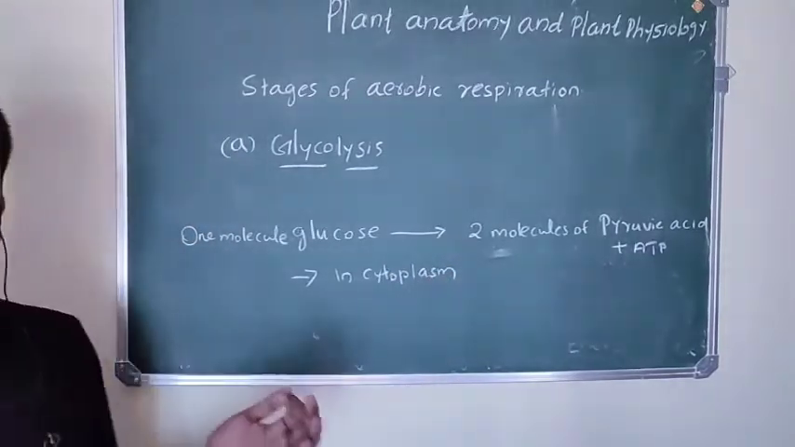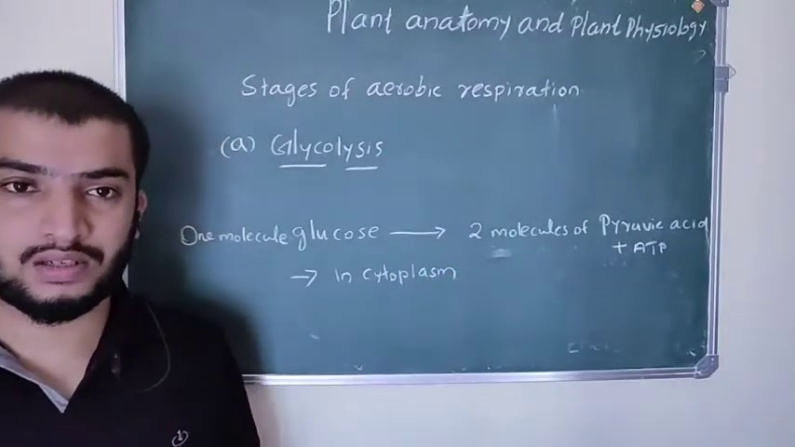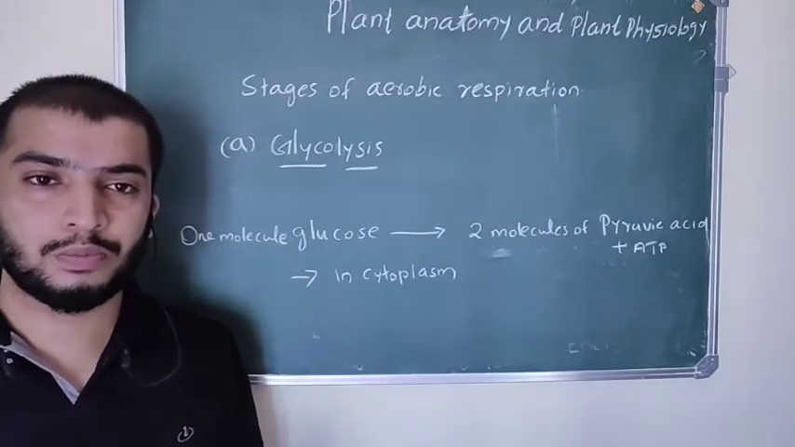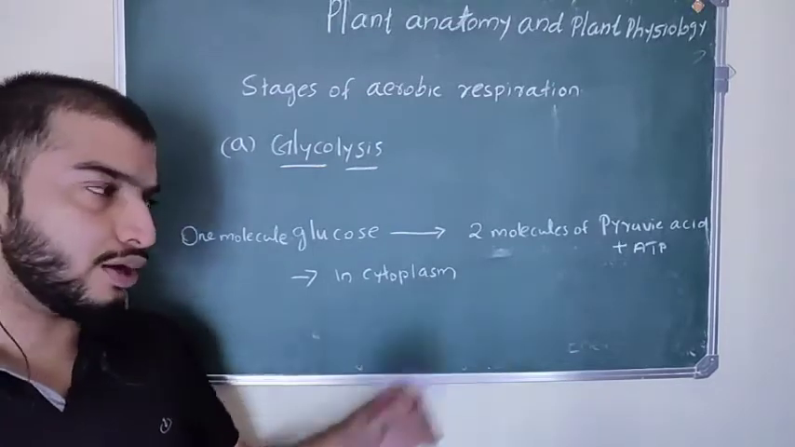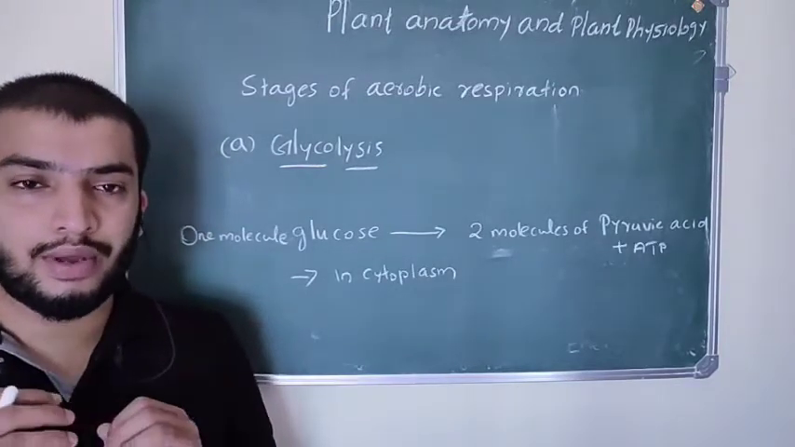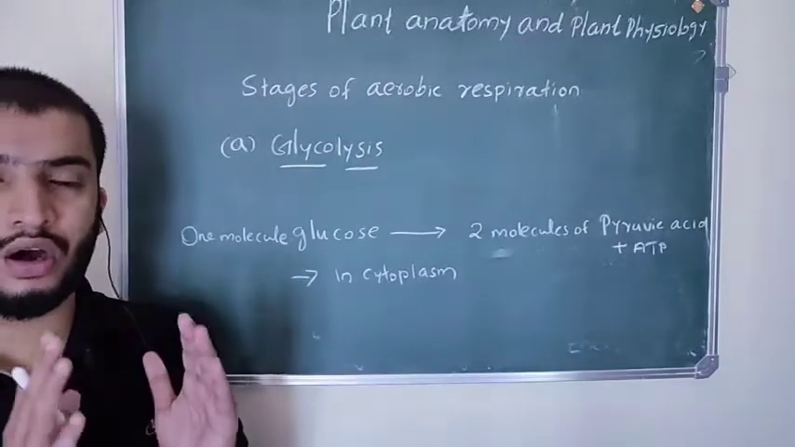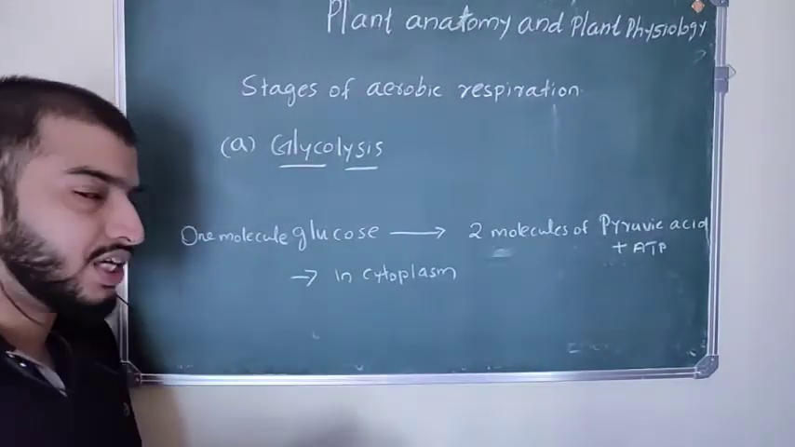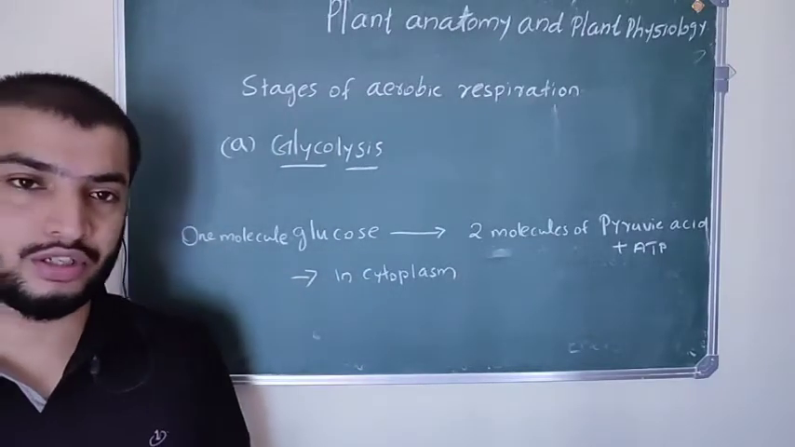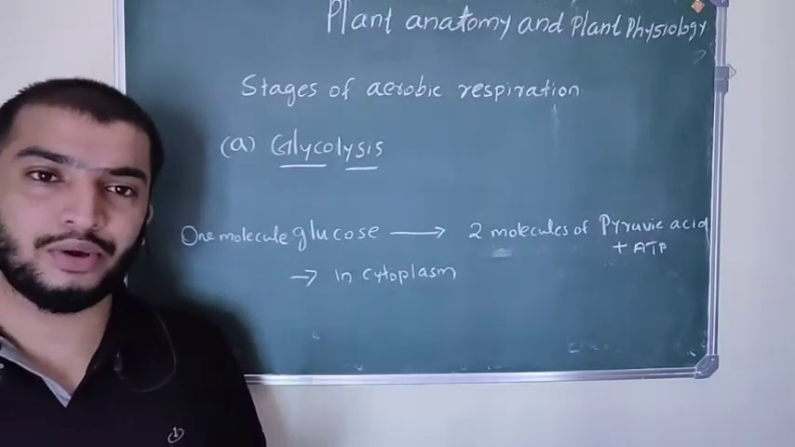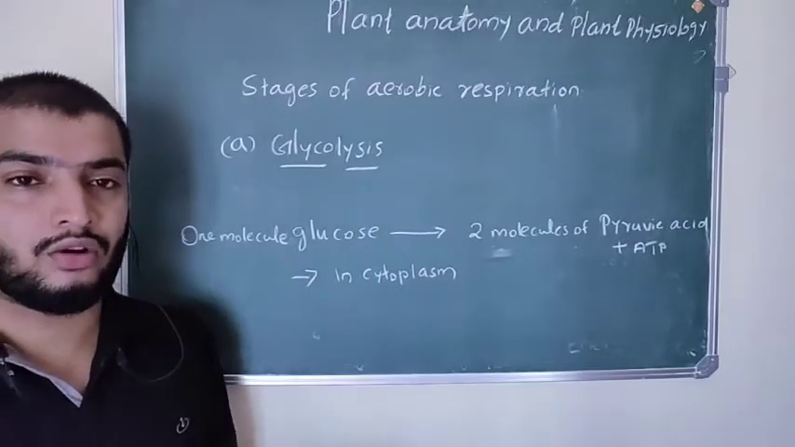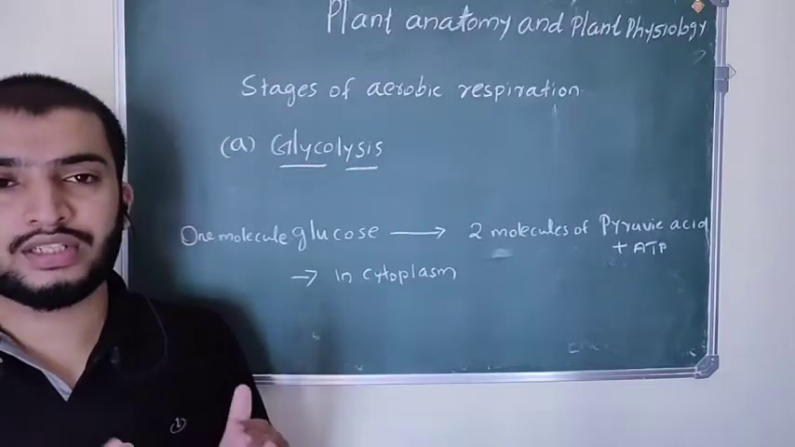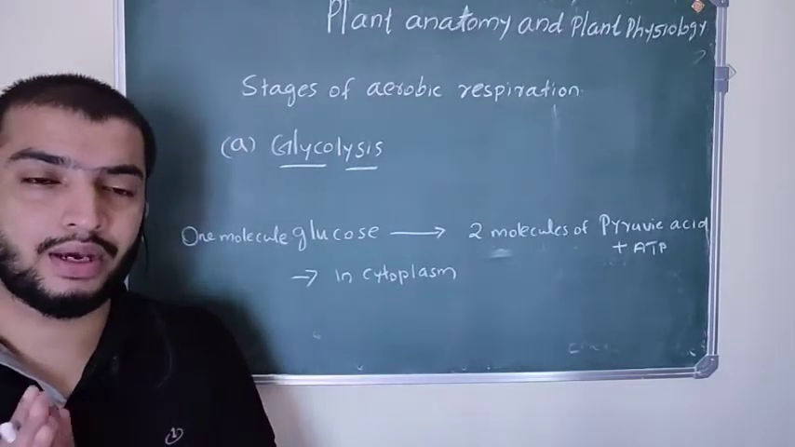So where does glycolysis take place? In the cytoplasm. And what is happening here? One molecule of glucose is split into two molecules of pyruvic acid and ATP is also produced. This is called glycolysis, and it is the common stage for aerobic respiration and also for anaerobic respiration. You can see glycolysis in both, so it is a common stage of aerobic and anaerobic respiration.